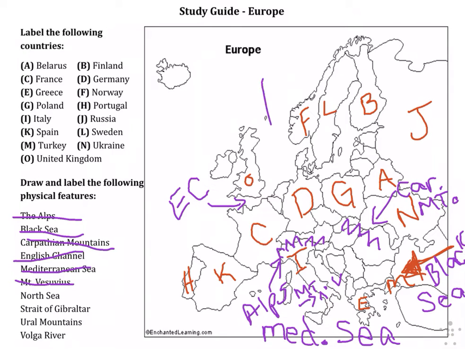Next one is the North Sea. So the North Sea is in between the UK and Norway. So this right here is the North Sea. I'm going to abbreviate that. Make sure you spell it out on your test, though.